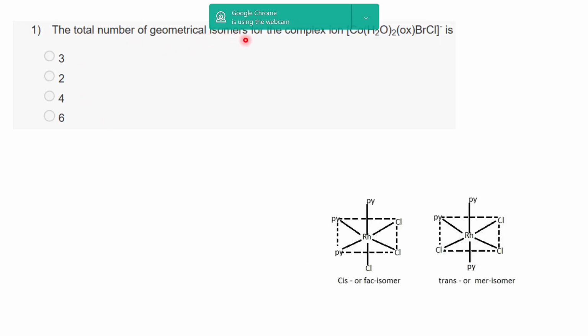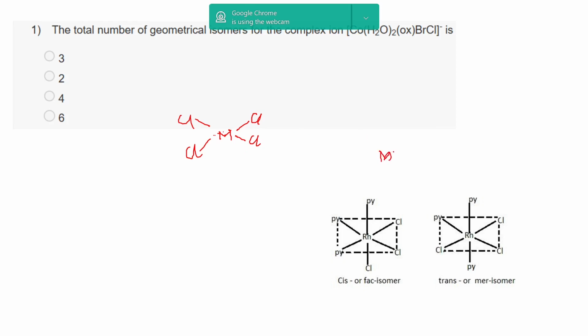So this information will be utilized in the next question: the total number of geometrical isomers for the complex ion. The complex is given here. Before solving, I'll give a brief overview about what geometrical isomers are. Geometrical isomers are cis-trans isomers. They are normally seen for square planar complexes, that is, when all the ligands are in the same plane. I'm just giving a random example. So this is a square planar complex. In this case, we don't have any geometrical isomers because all ligands are the same.